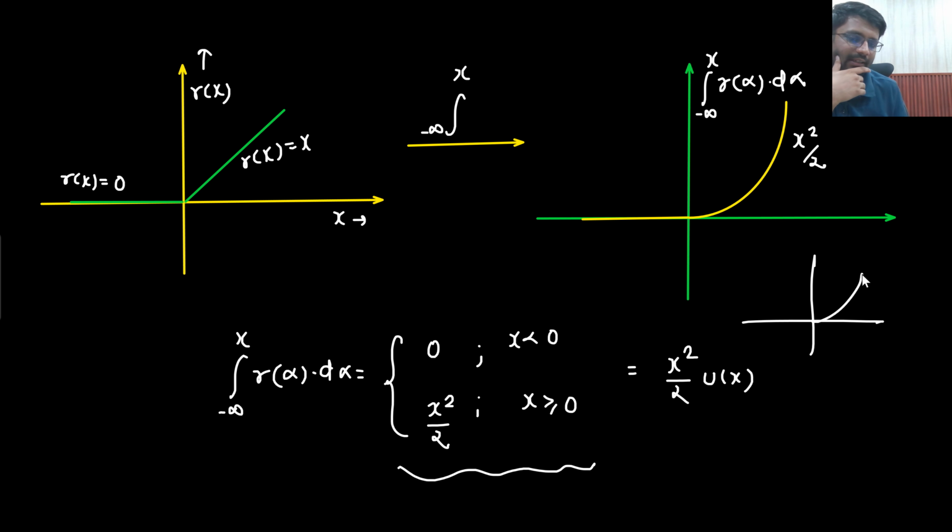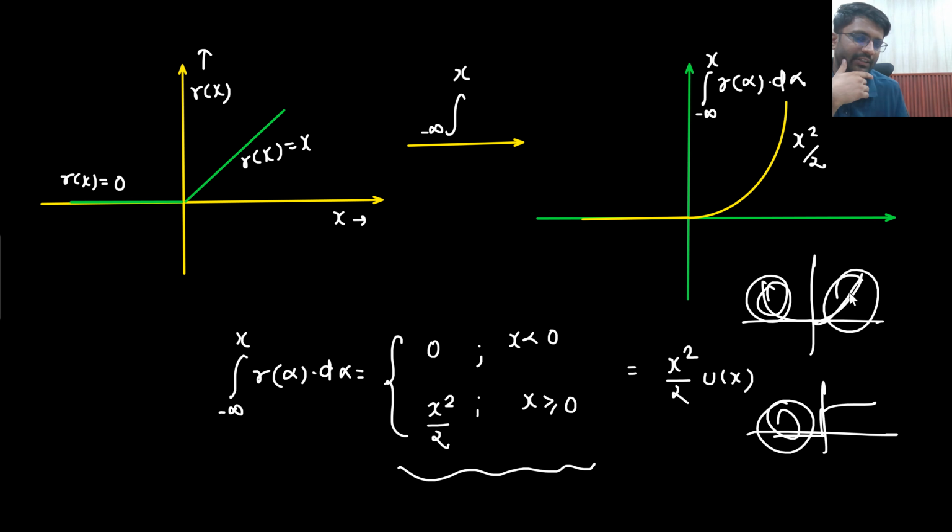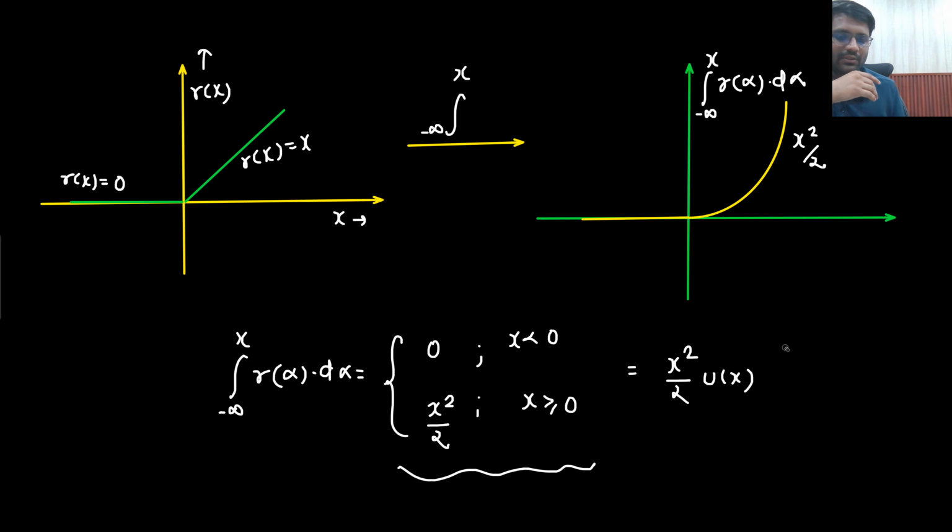Basically, this is the graph. What is the graph of x square by 2? This is the graph of x square by 2. Multiply with u(x). If you multiply both of them, this multiplied with 0 will be 0 only, and this multiplied with 1 will be this graph only. So x square by 2 u(x). Understandable? So this is how we can write it down. So this is the integration. Is that clear to you? Okay, so basic integration and differentiation we can see.